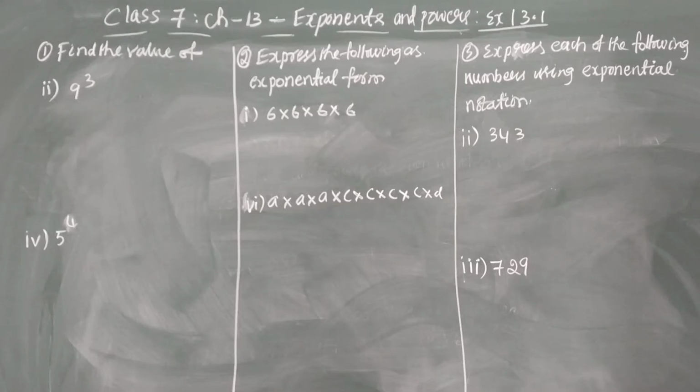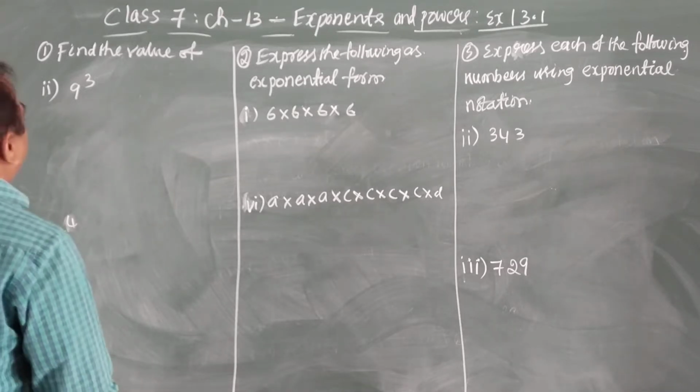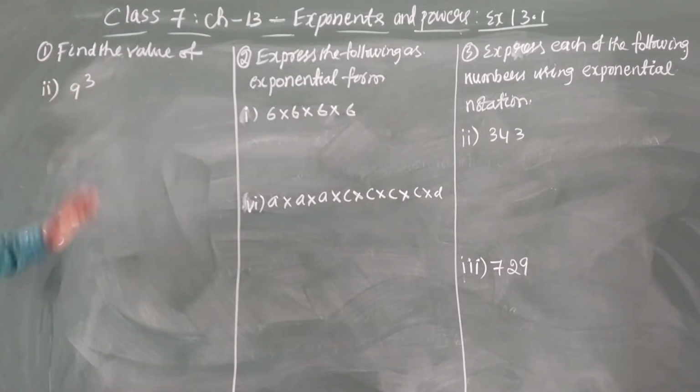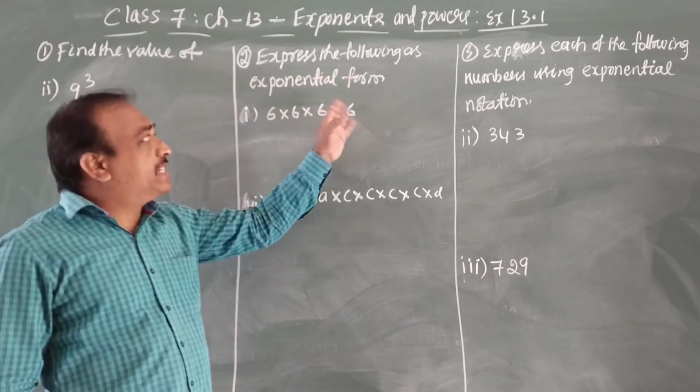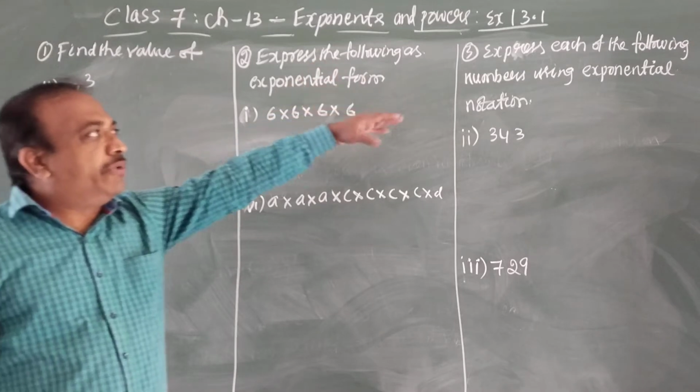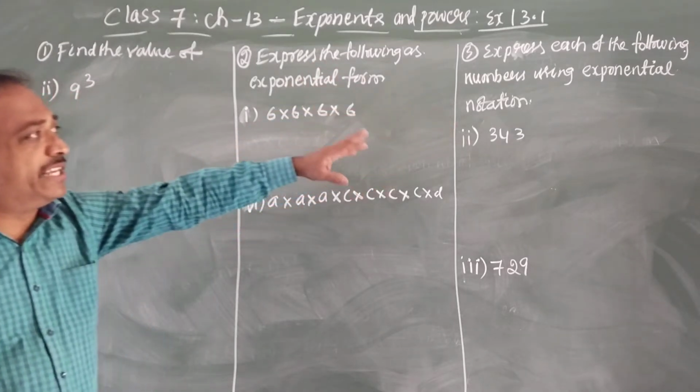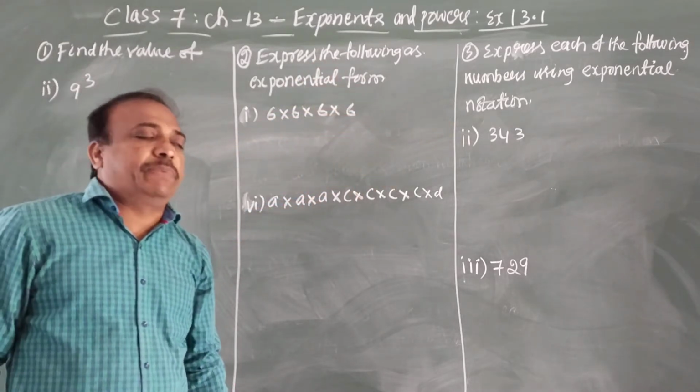Let us see exercise 13.1. Question number 1: find the value of 9 power 3 and 5 power 4. Question 2: express the following in exponential form. And third one: express each of the following numbers using the exponential notation.